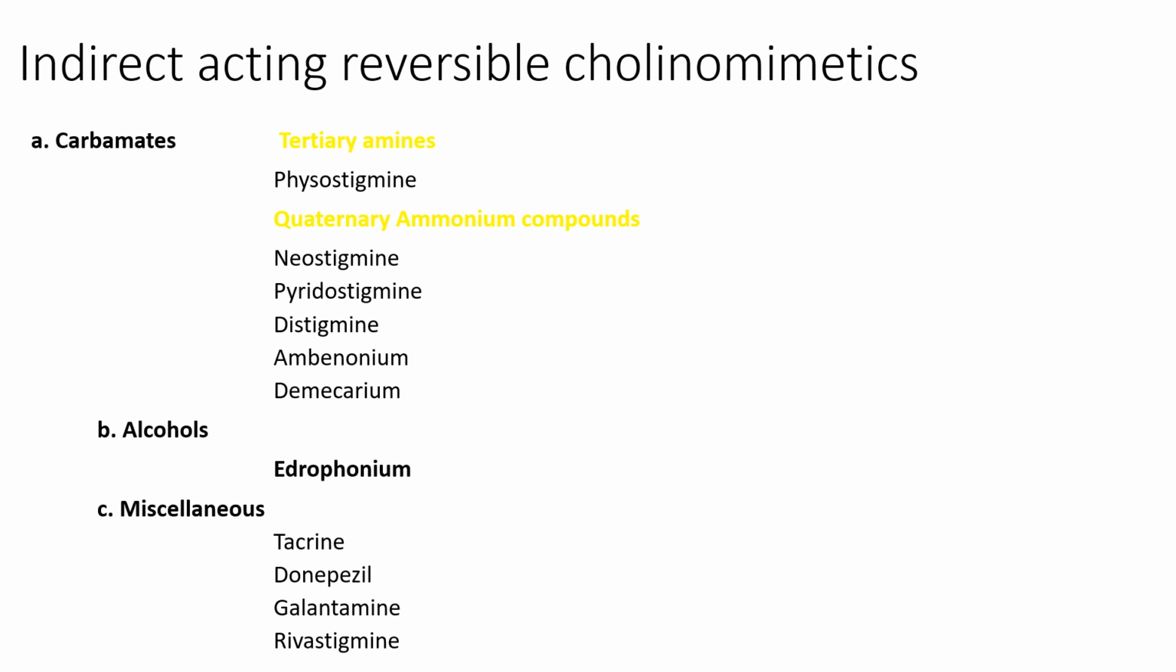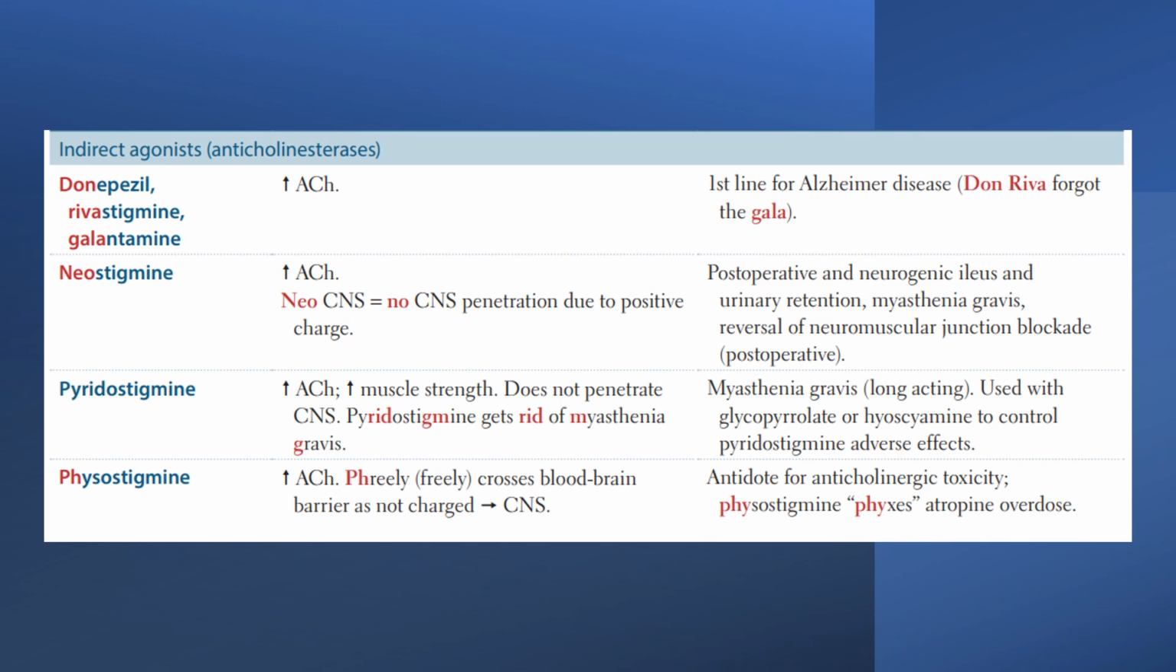Miscellaneous are the drugs used for the treatment of Alzheimer's disease: tacrine, donepezil, galantamine, and rivastigmine. Now a funny mnemonic: donepezil, rivastigmine, and galantamine increase acetylcholine, and they are a fourth line treatment for Alzheimer's disease. Don't ever forget the gala. This is a cute mnemonic to remember these drugs.